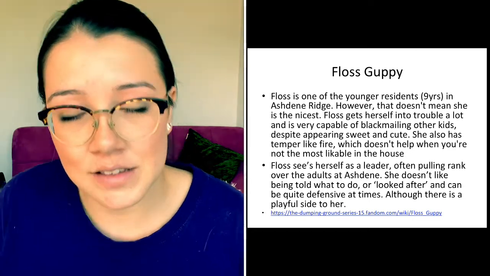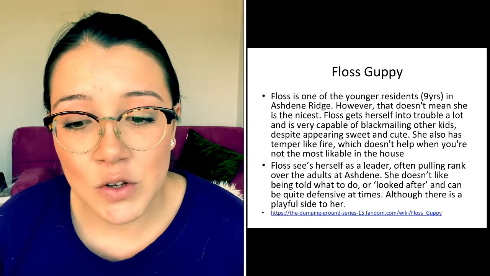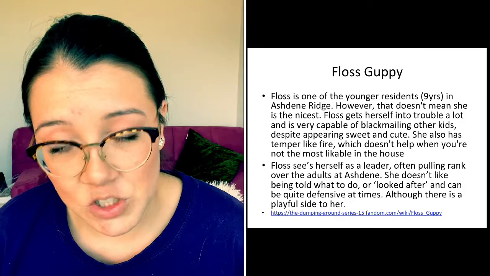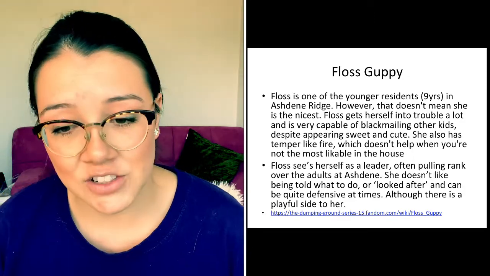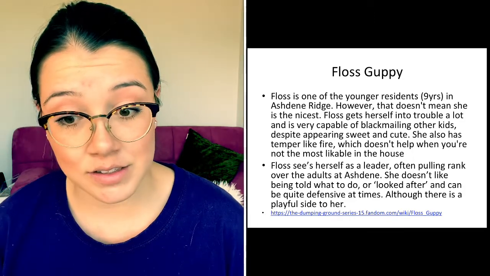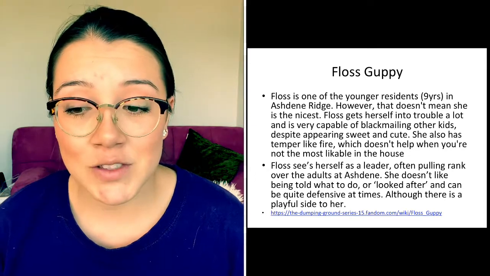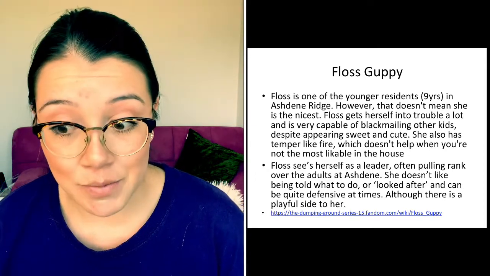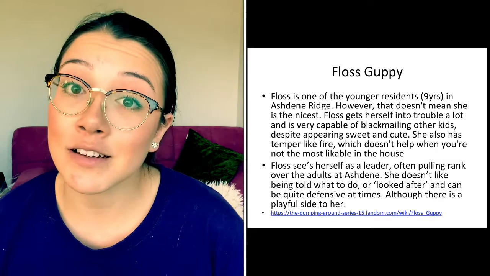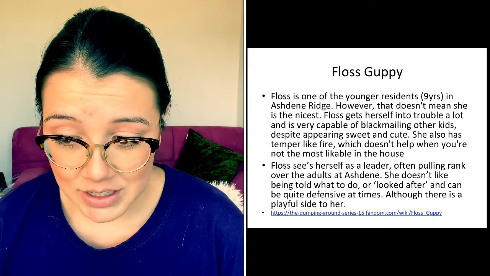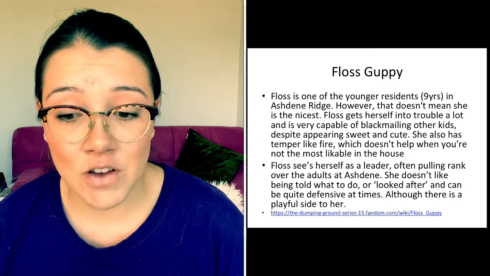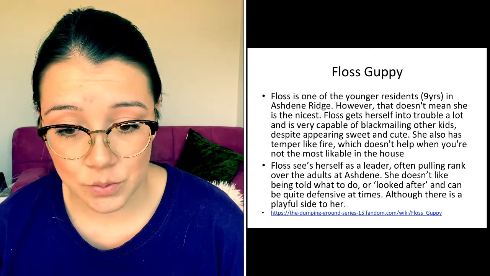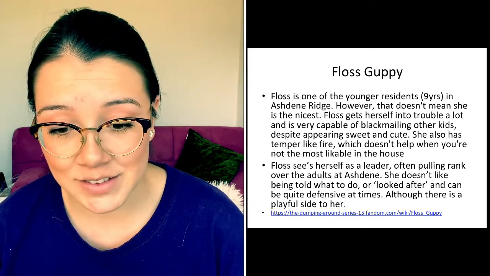So let's have a little read about her. Floss is one of the younger residents. She's only 9 in Ashdean Ridge. However, that doesn't mean she's the nicest. Floss gets herself into trouble a lot and is very capable of blackmailing other kids despite appearing sweet and cute. She also has a temper like fire, which doesn't help when you're not the most likeable in the house.